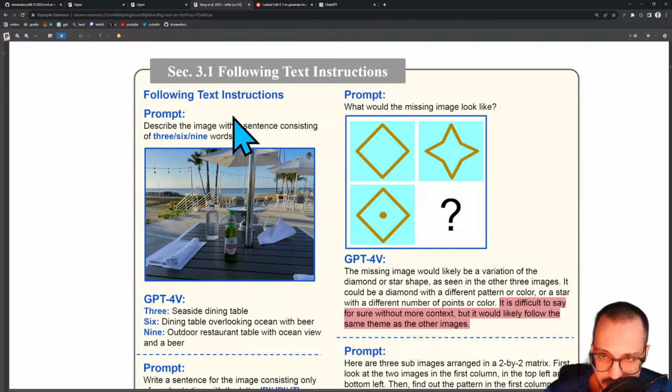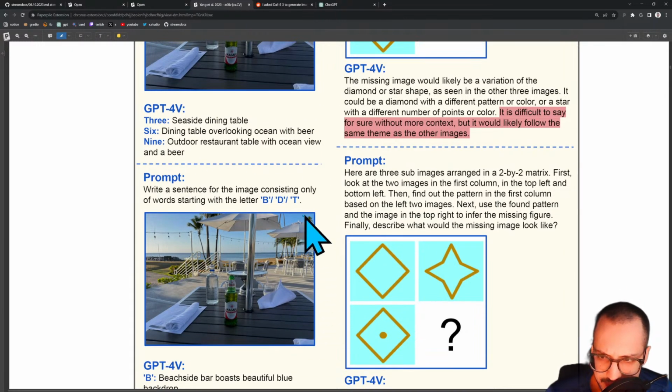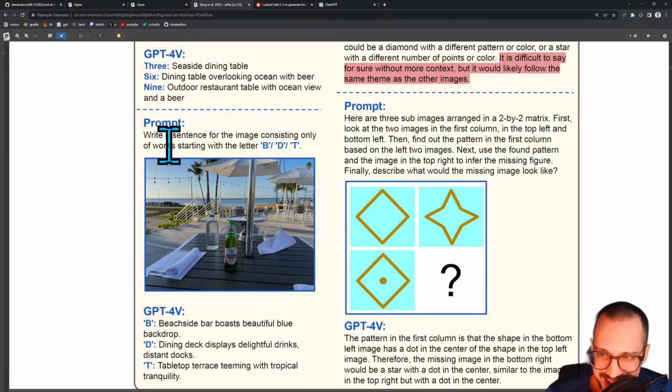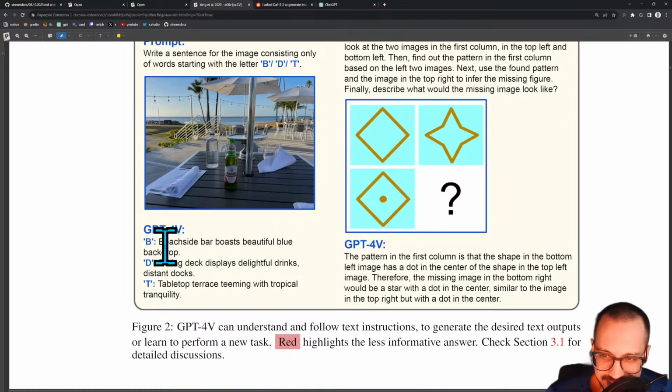Following text instructions. Describe the image in a sentence consisting of 3, 6, and 9 words. Seaside dining table. Dining table overlooking ocean with beer. Outdoor restaurant table with ocean view and a beer. Write a sentence of the image consisting only of the words starting with the letter B, D, and T. Beachside bar boasts beautiful blue backdrop. Dining deck displays delightful drinks, distant docks. Tabletop terrace teeming with tropical tranquility. Ooh, it missed with that word "with", but this is quite great. I like that.